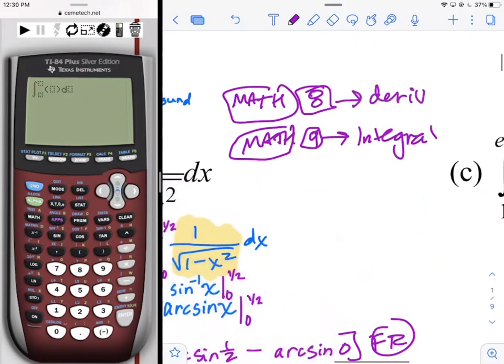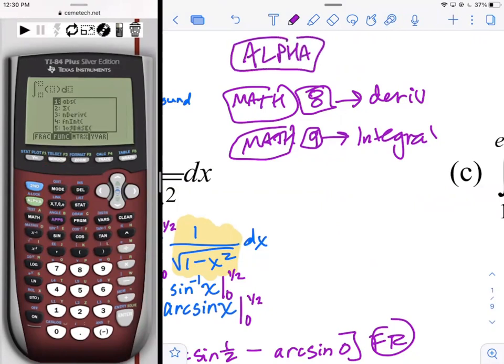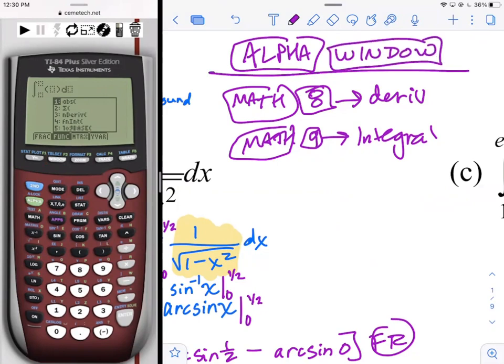Now, if you don't remember math 8 and math 9, just know that if you hit alpha window, that also activates the F2 menu, which gives you a shortcut to some of your more common things. And so there you'll find the n derivative and the f and I and t, okay? It also has absolute value. It has your sigma notation, which we'll use later in the year. And then log base allows you to type in without using the change of base formula. But anyway, so I've got it.